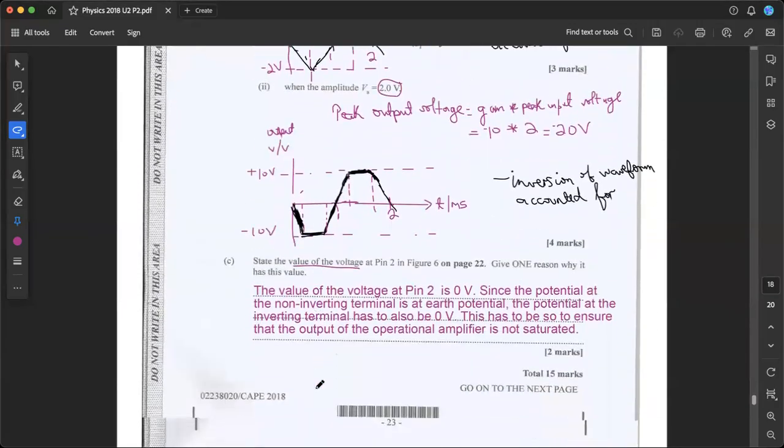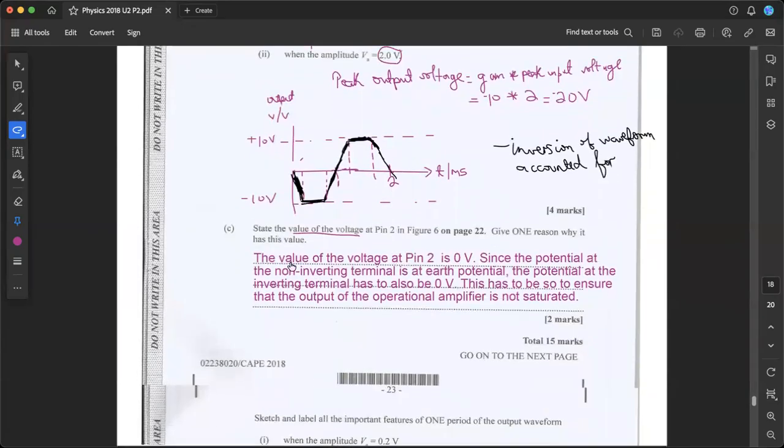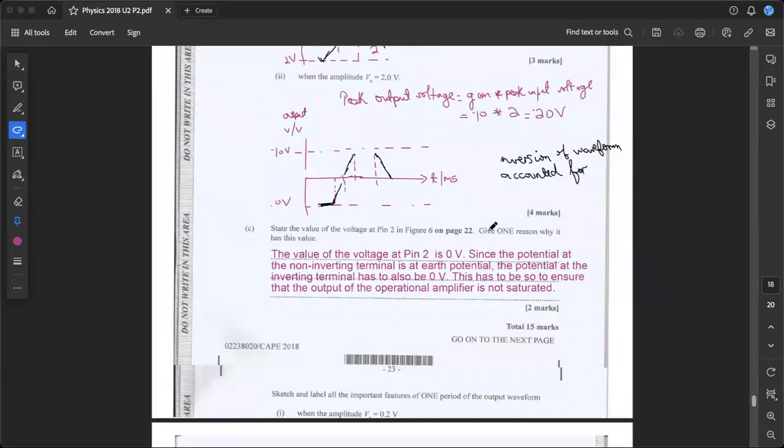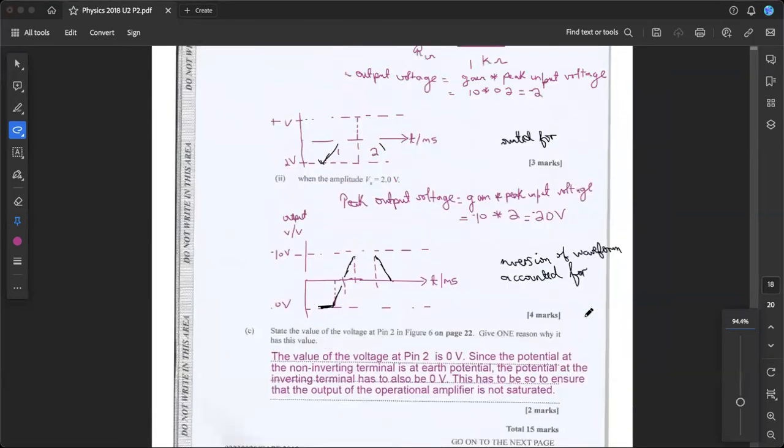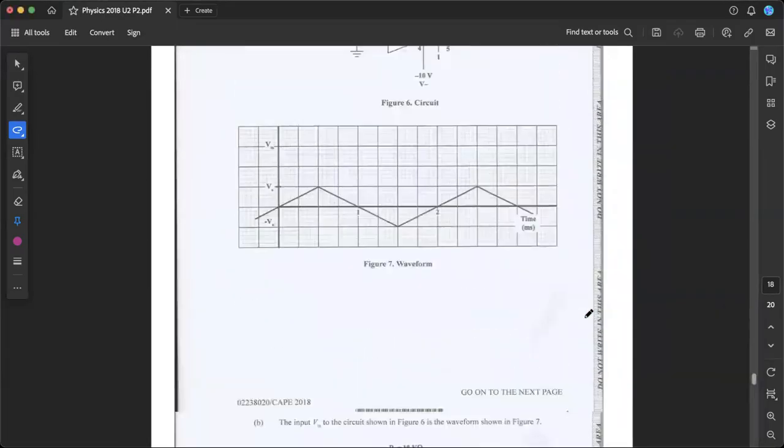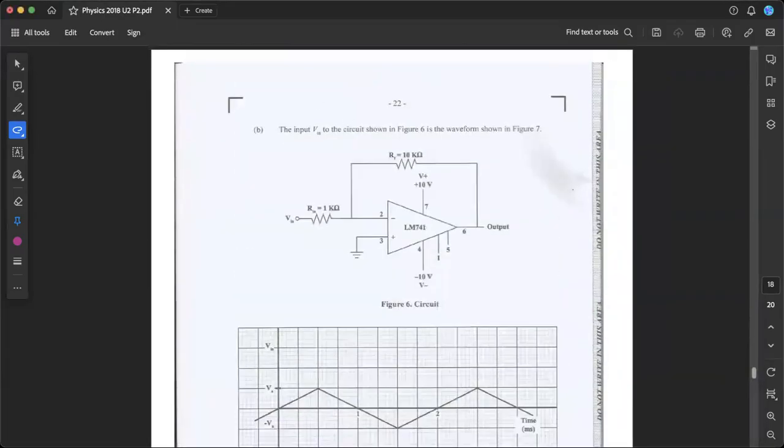Okay. So now, for part C, they're asking us to state the value of the voltage at pin 2 in figure 6 on page 22, and state one reason why it has this value. So let's go back up and look at it. So this is our plot.